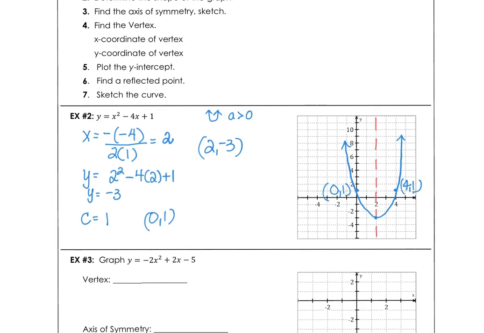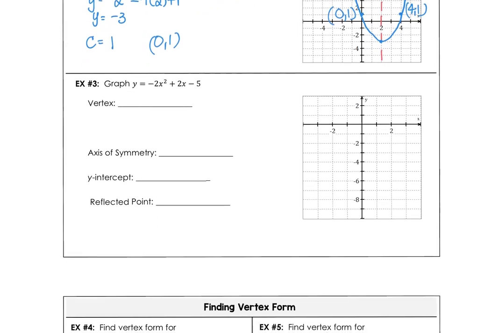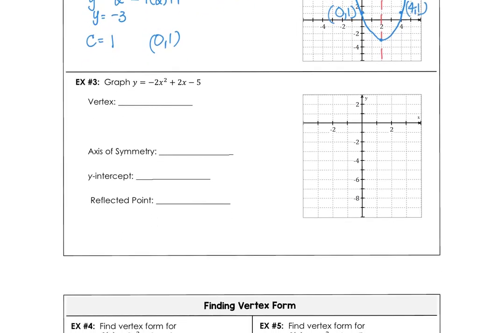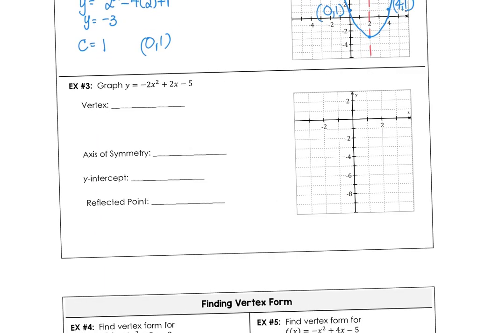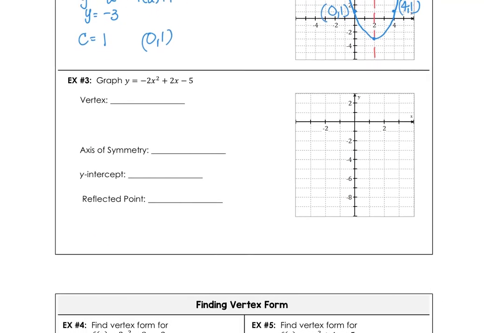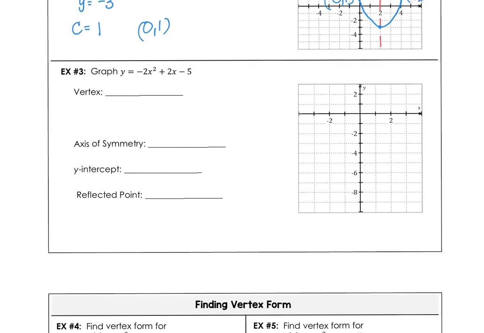Example 3. We're going to do the same thing and record our information. So we know the x coordinate for the vertex is opposite b divided by 2a. So the x coordinate is opposite b, which is positive 2. So negative 2 divided by 2 times a, which is negative 2. This is a, this is b, this is c.